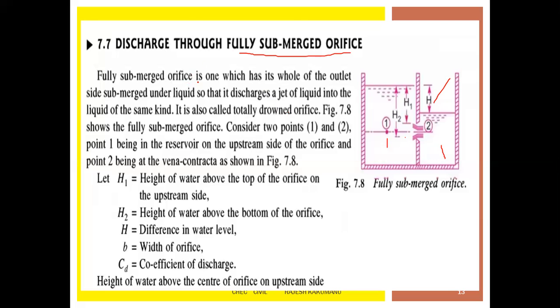A fully submerged orifice is one which has its whole outlet side submerged under a liquid, so that it discharges the jet of liquid into some other liquid. It is also called a totally drowned orifice. Consider the two points 1 and 2, point 1 being in the reservoir on the upstream side and point 2 being at the vena contracta. Therefore, H1 is equal to the height of water above the top of the orifice on the upstream side. H2 is equal to the height of water above the bottom of the orifice. H is equal to the difference in the water level.